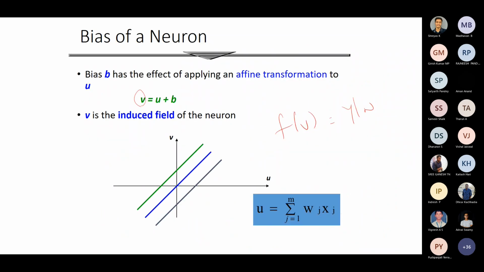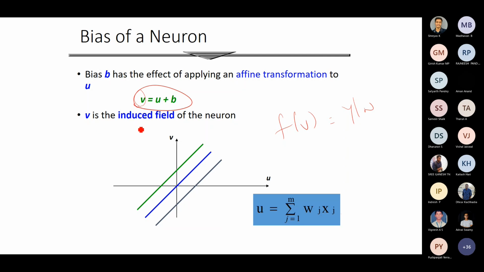So here this bias is typically going to influence whether to offset by a positive value or a negative value. So V is equal to U plus B.